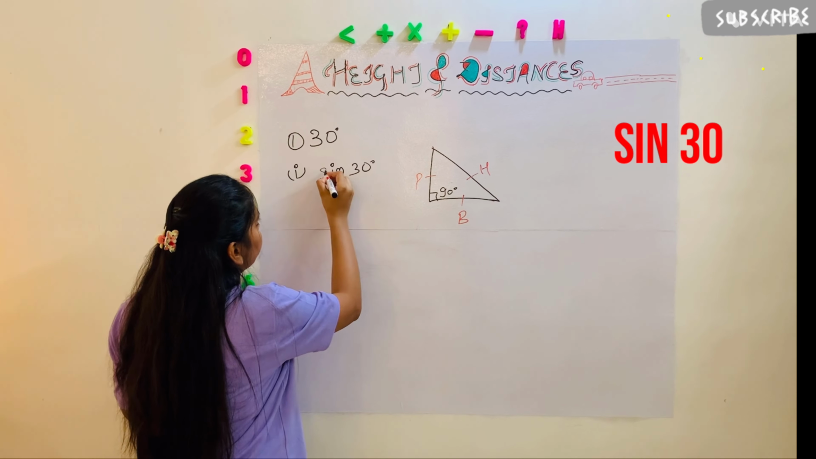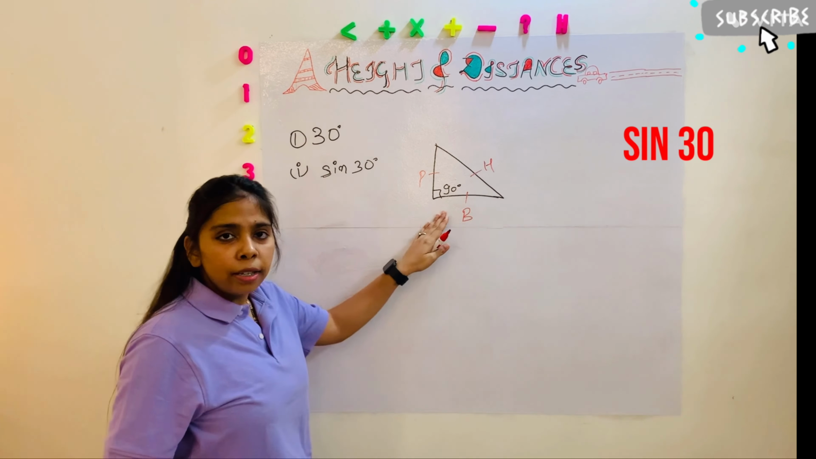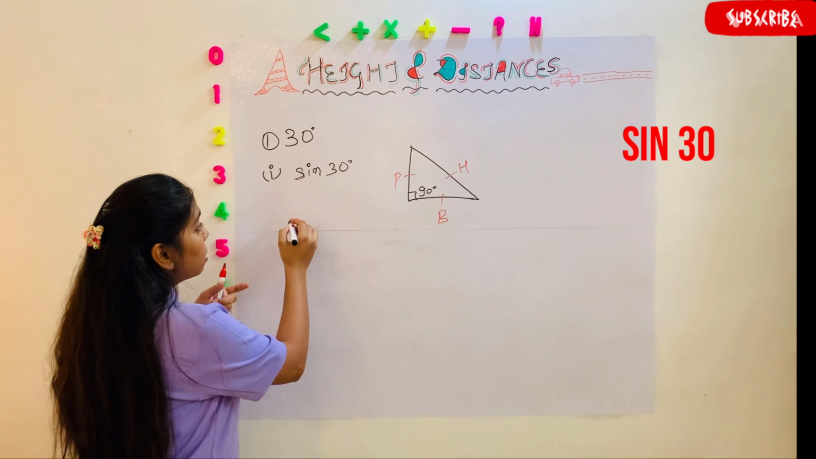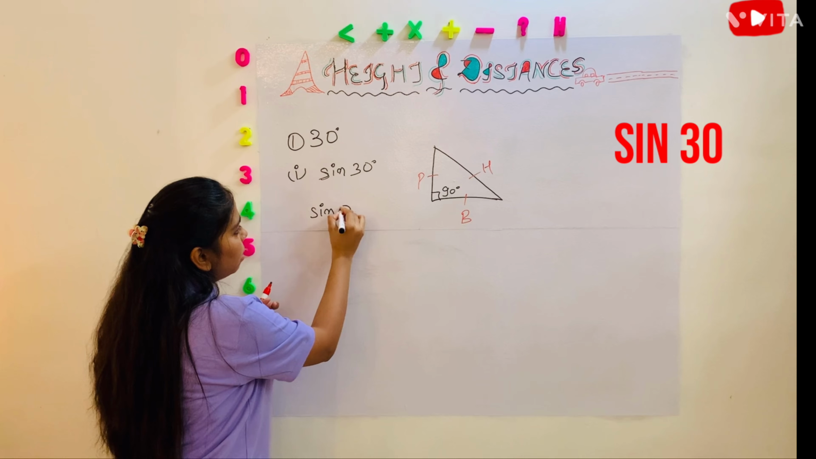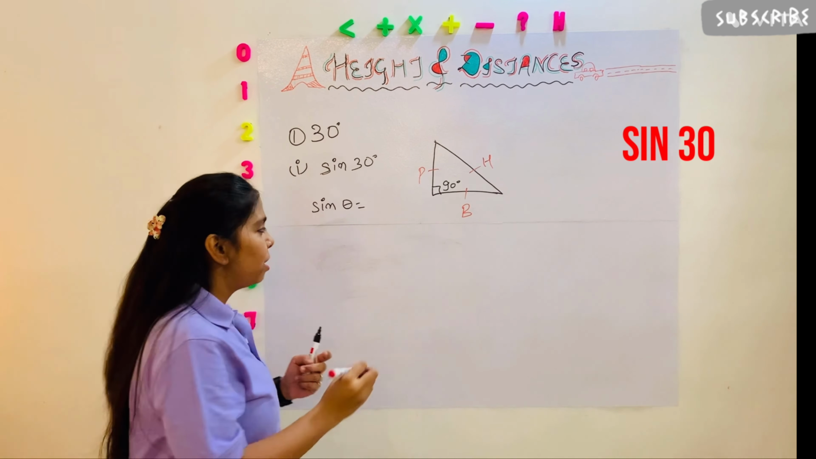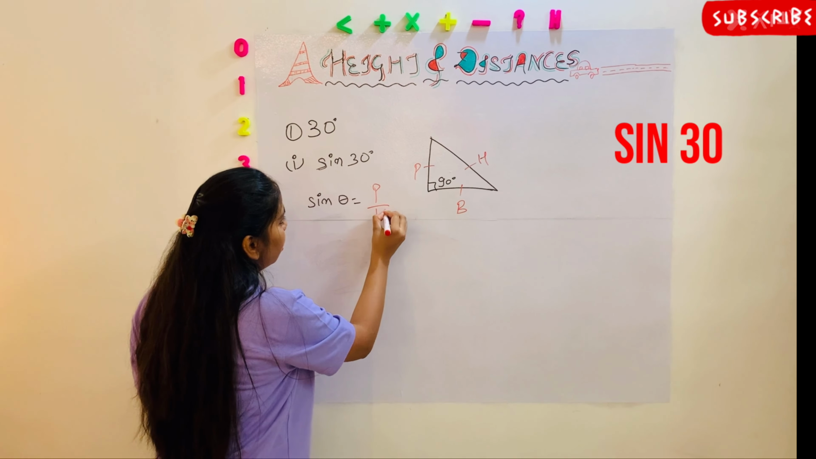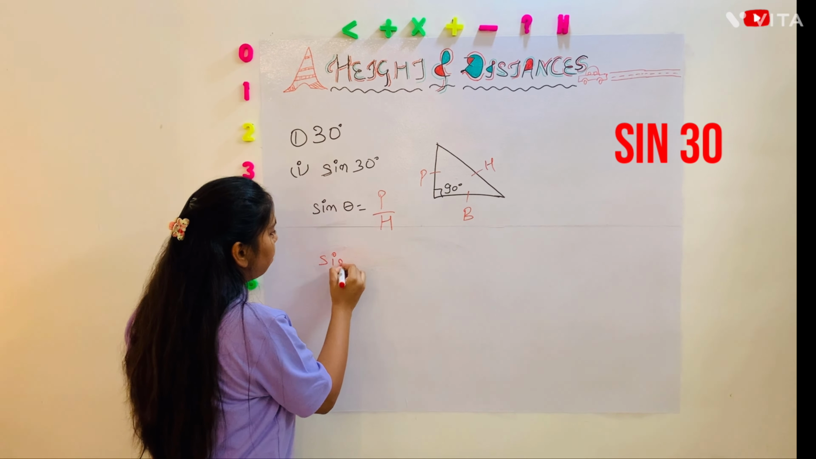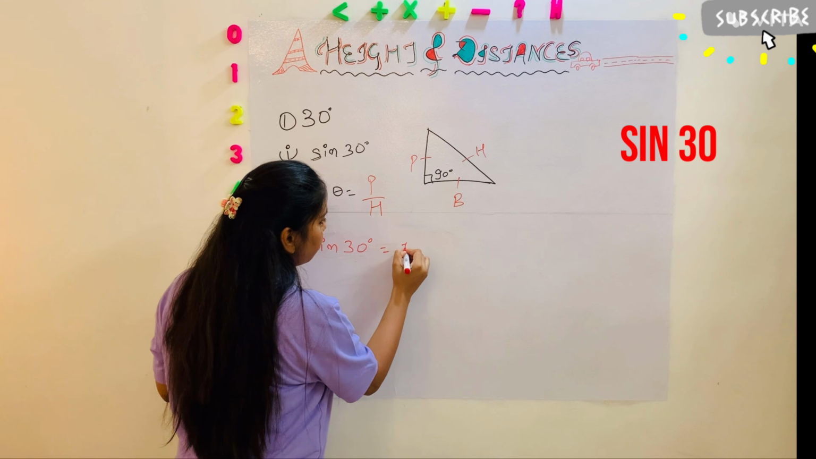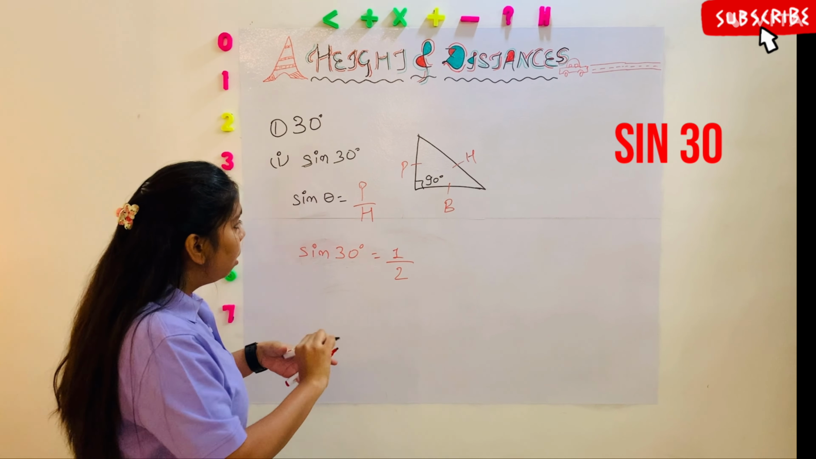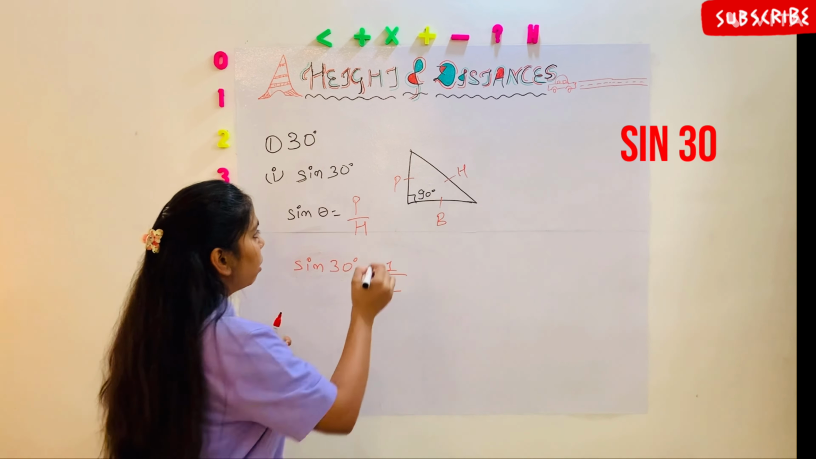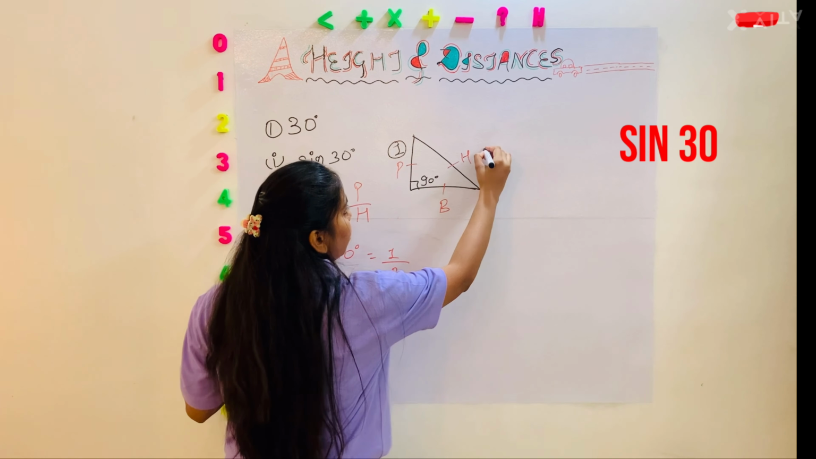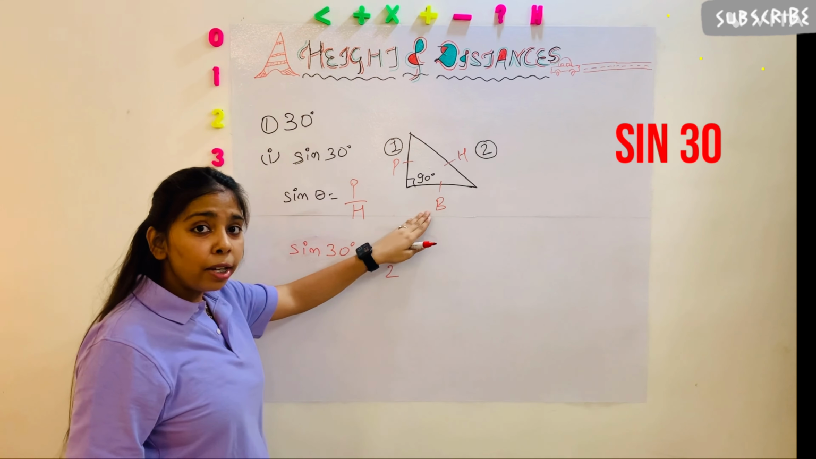Sin 30 degree. Okay. This is a right triangle. This is hypotenuse, perpendicular and base. And what is sin theta? Sin theta is equals to perpendicular by hypotenuse. Okay. And what is the value of sin 30 degree? The value of sin 30 degree is equals to 1 by 2. Here the perpendicular is equals to 1 and the hypotenuse is equals to 2. In this case, we have to find out the value of base.